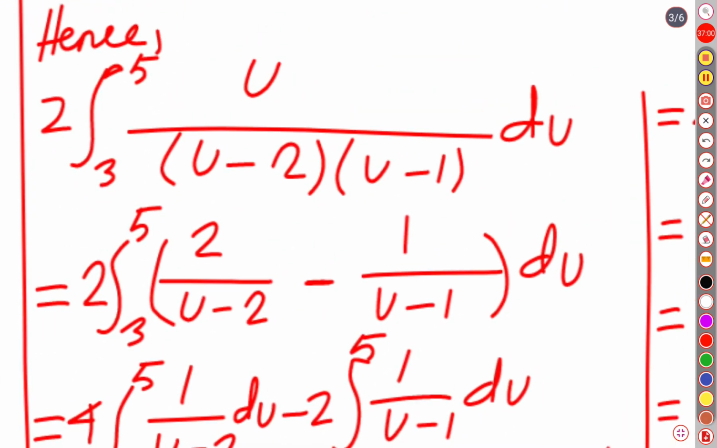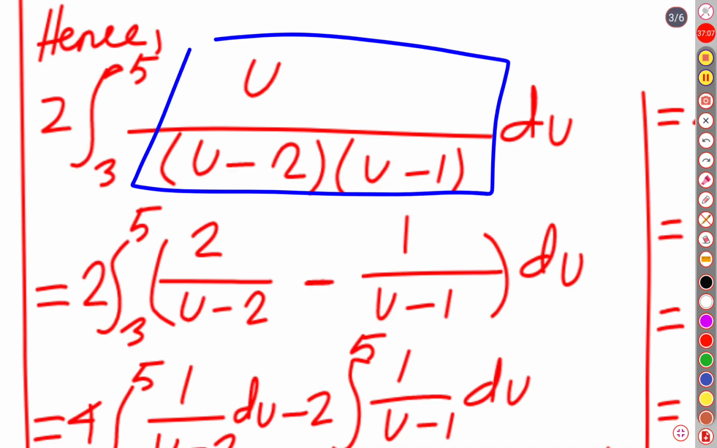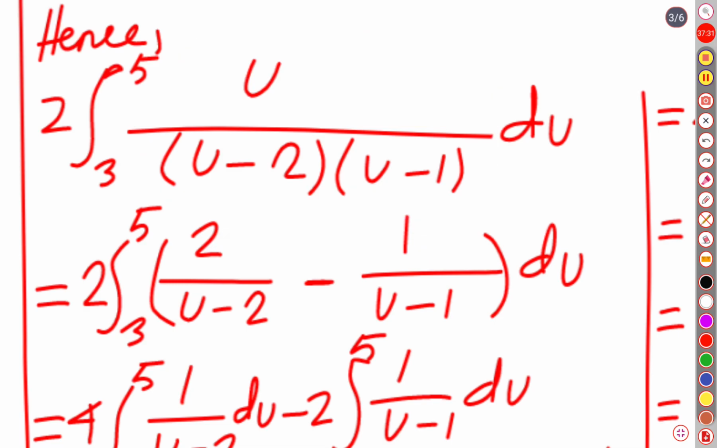If we split this fraction partially, a and b have been replaced with 2 and negative 1, which we have already obtained. So 2 over u minus 2 minus 1 over u minus 1. This is how we will convert a fraction into partial fractions. This is the second part of our solution as per the instruction.